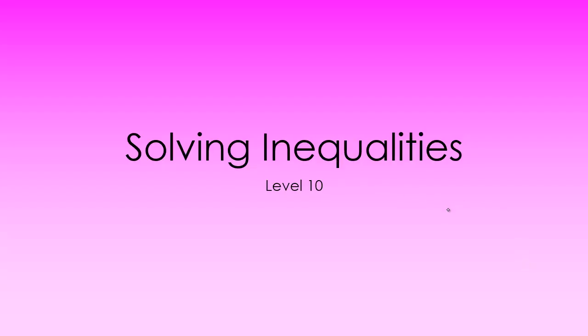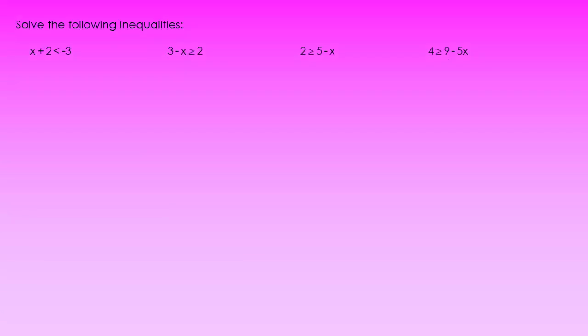Solving inequalities. We want to solve the following inequalities. So the first one we have is x plus 2 is less than negative 3. So subtract 2 from both sides and x will be on its own. So that gives us x is less than negative 3, take away 2 is negative 5.